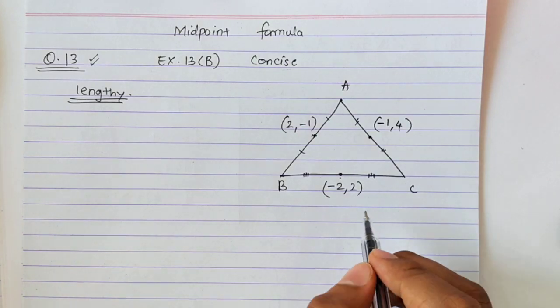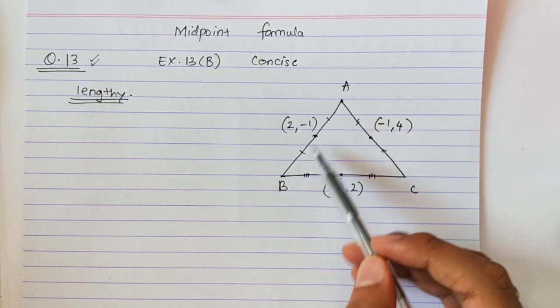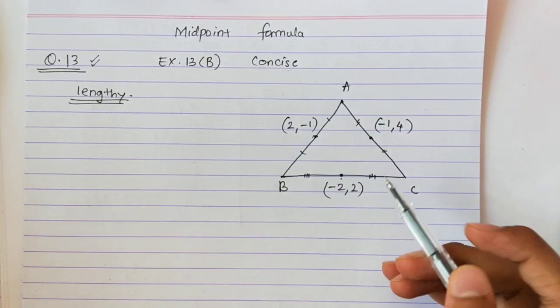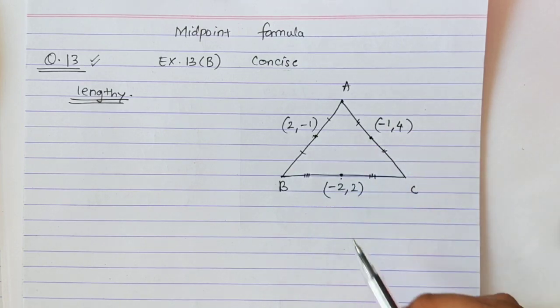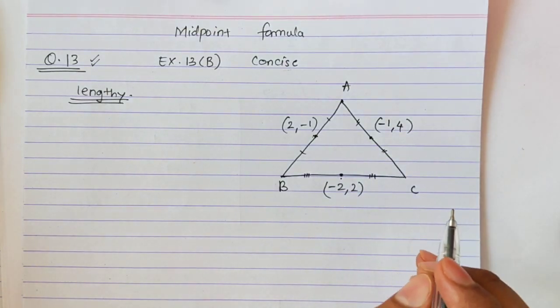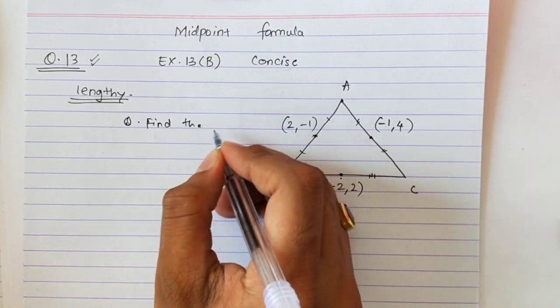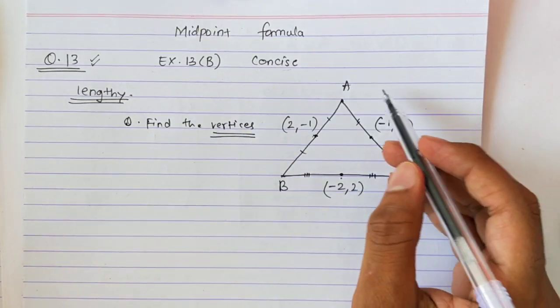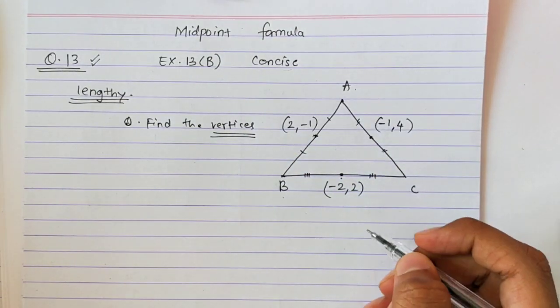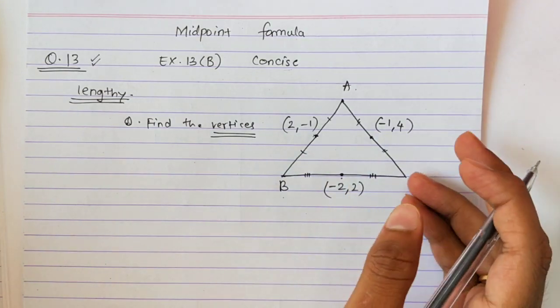Now, the three vertices. Vertices means the corners of the triangle. Now I have this triangle with me, and I have the three midpoints. The question is, find the vertices. Find the vertices means find the coordinates of the vertices. So I have to find A, B as well as C. Now see the approach of this sum. It is not like the normal sums we did previously. It is very different from others.